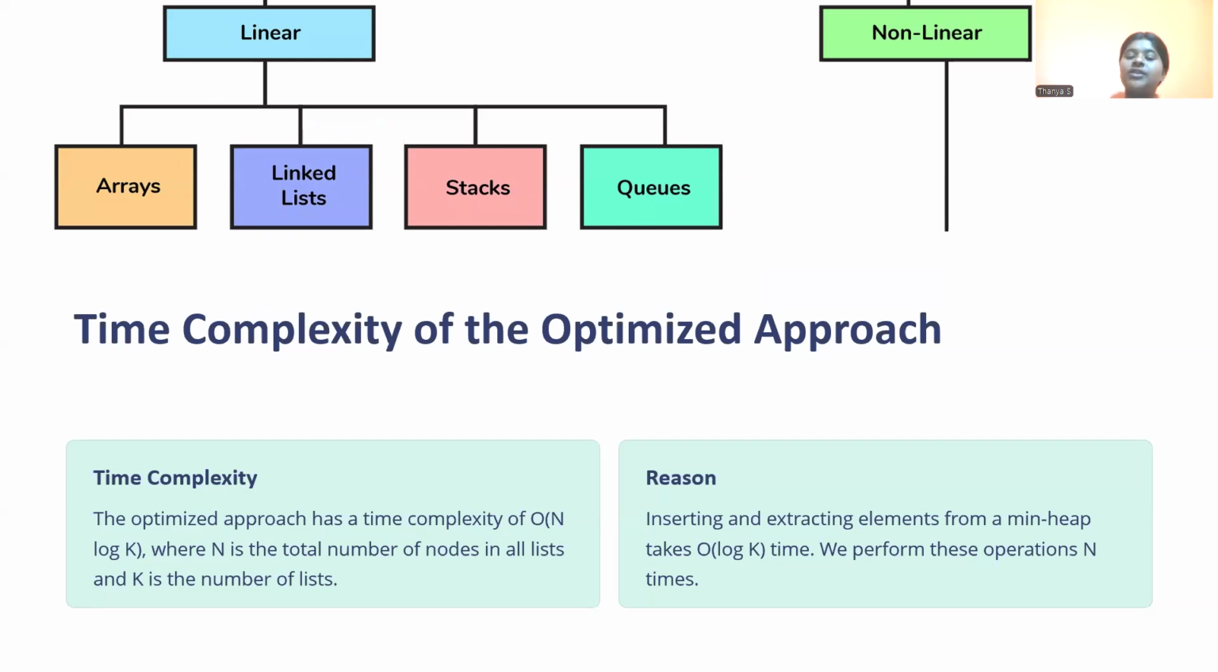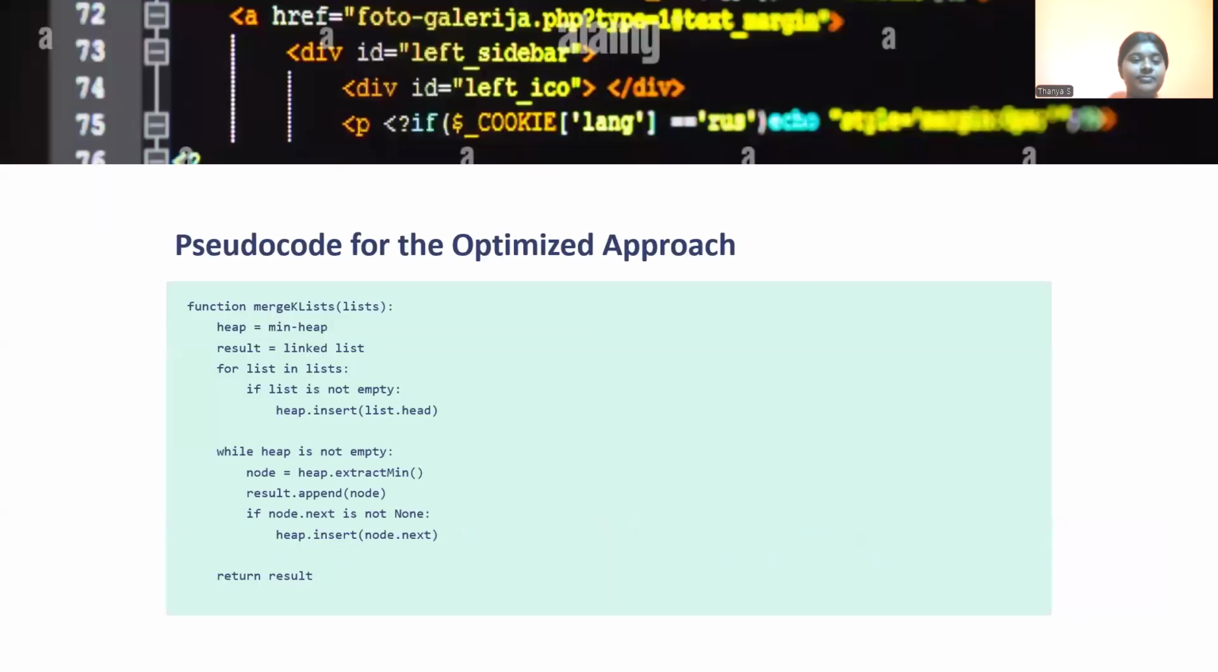The optimized approach has a time complexity of O of n log k, where n is the total number of nodes in all lists and k is the number of lists. The reason behind it is that inserting and extracting elements from a min heap takes O of log k time. We perform these operations n times.